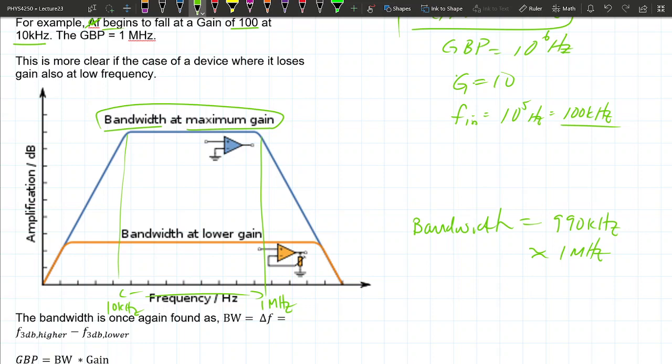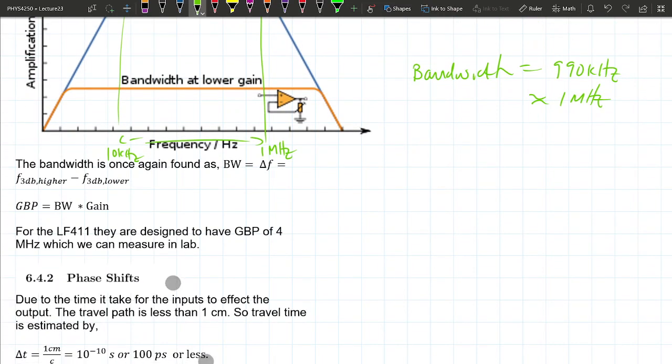Okay. So to calculate this gain bandwidth product, you just basically take the bandwidth and multiply it by the gain itself. Okay. And for the LF411, the ones you guys are using, I think this is actually not true anymore. So I think when I looked this up, when I wrote this lecture, it was 4 megahertz. I think this could be 3 megahertz now. Okay. So that's the gain bandwidth product for the LF411.